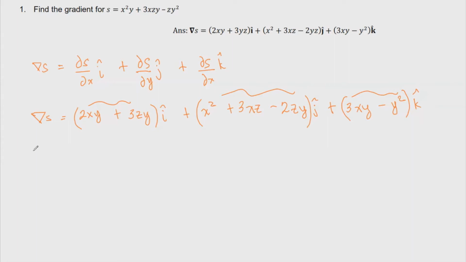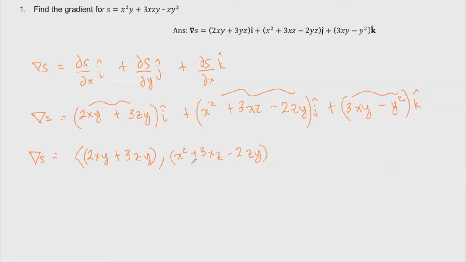Now this can also be rewritten in terms of the vector notation that we can always use in physics. So the gradient of s is equal to this expression. We have 2xy plus 3zy, and then you just put a comma. That means I'm taking this first term as the i component, but you don't have to write that. Okay, so comma, and then you write x squared plus 3xz minus 2zy.